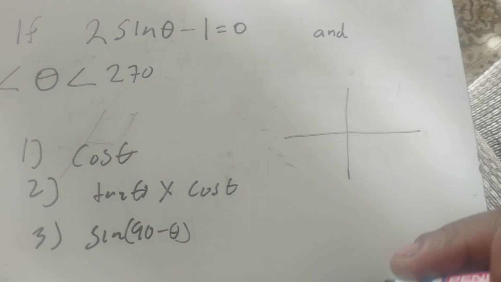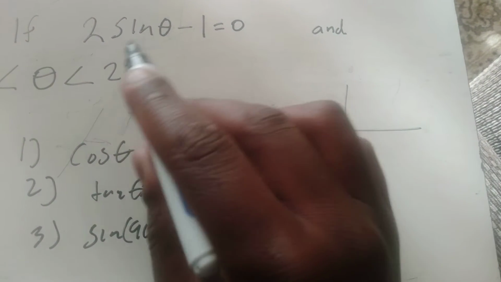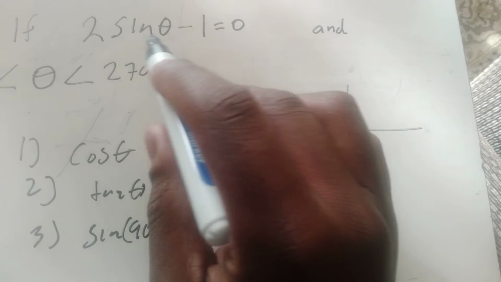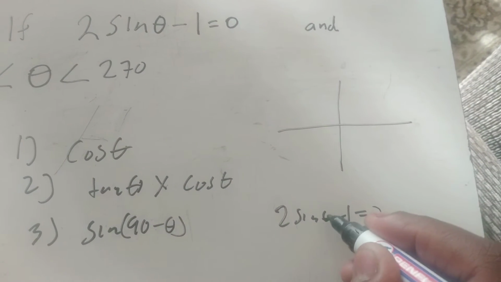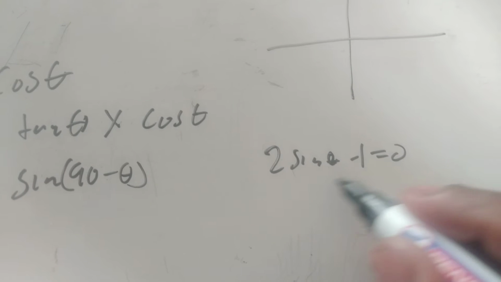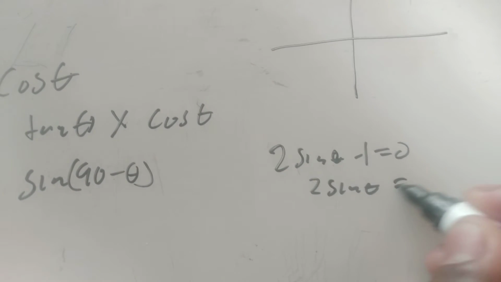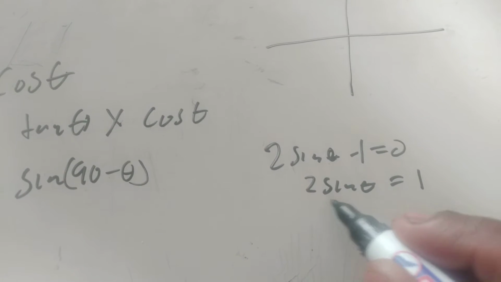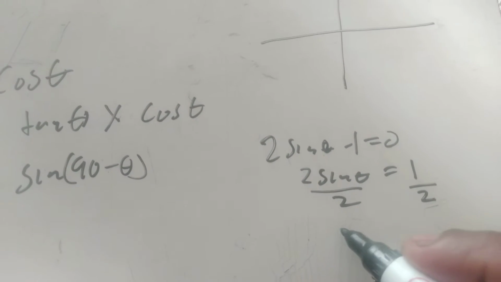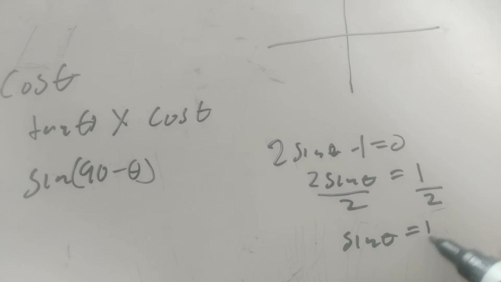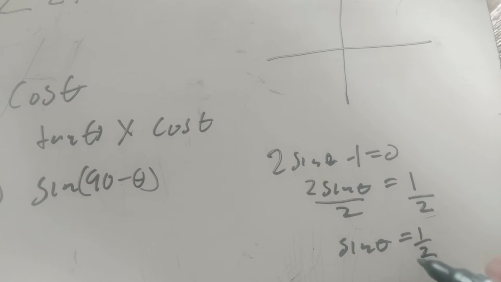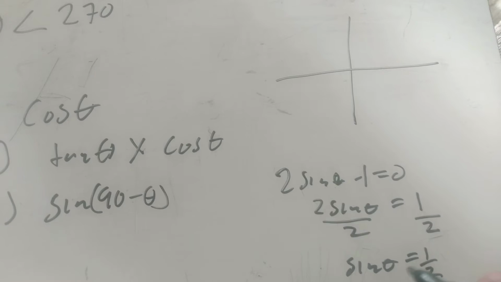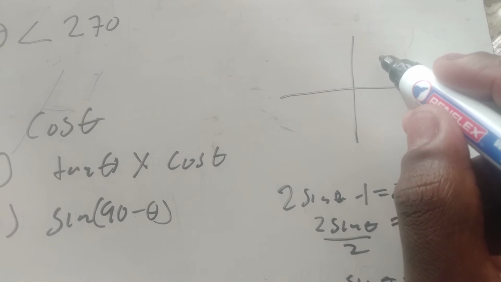So for us to be able to tell, we need to first solve this. We have to solve for sine theta and make sure that sine theta is the subject of the formula. So how do we solve for it? We have 2 sine theta minus 1 equals 0. So we have to take 1 to the other side so that we can be left with 2 sine theta equals 1. Then for us to be left with sine theta, we have to divide both sides by 2. And then we're going to be left with sine theta equals a half. Then from there, we see that sine is positive. But the problem is sine is positive in the first quadrant and in the second quadrant.